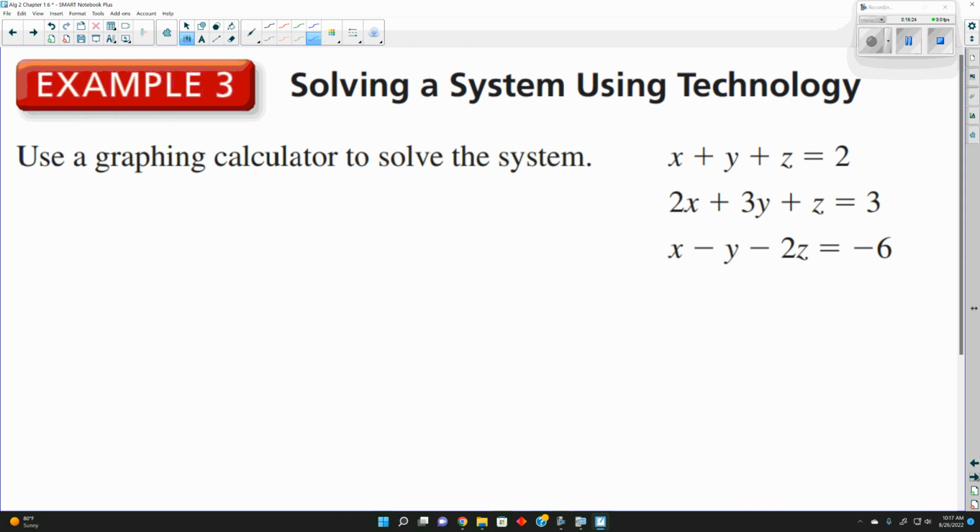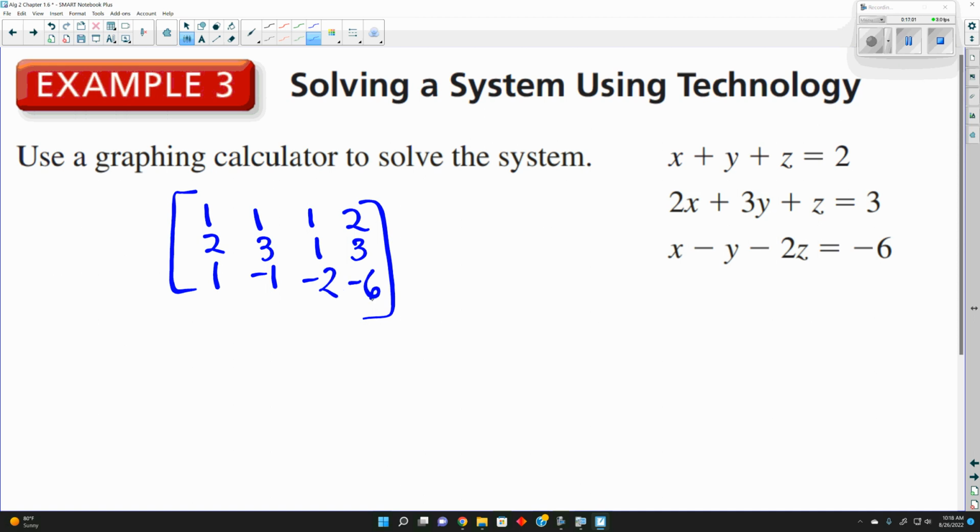So if we look at the 3 equations, we have x, y, z, x, y, z, x, y, z, and our numbers on the other side, yes? So we can rewrite this as an augmented matrix. Let's write this here as an augmented matrix. Well, the first one is going to be 1, 1, 1, 2, yes? The next row is 2, 3, 1, 3. And the last one is 1, negative 1, 2, and negative 6. So we have the augmented matrix, yes?